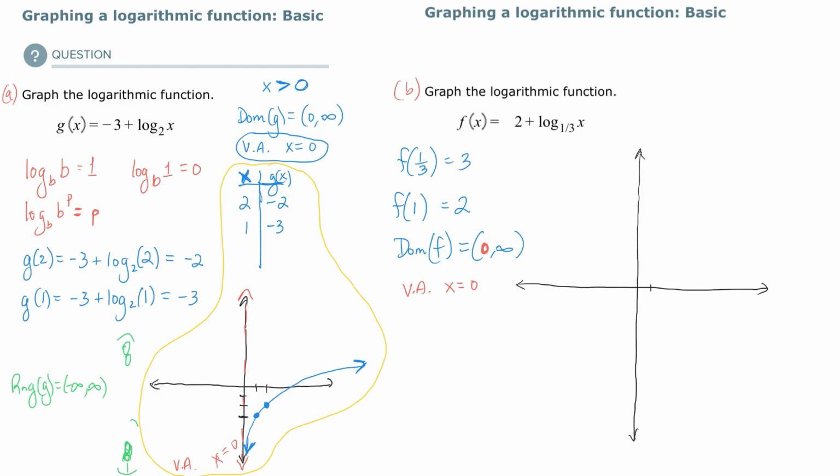Let's plot 1 and 2, and then we need 1/3 and 3. So 1/3 and 3 about here. And then we need 1, 2 right here. And we have a vertical asymptote. It's right here. Didn't mean to color everything. Let's graph the vertical asymptote here. Vertical asymptote is x equals 0.